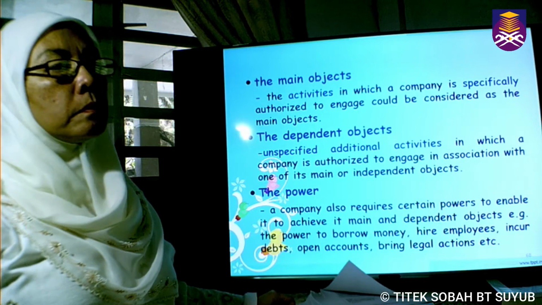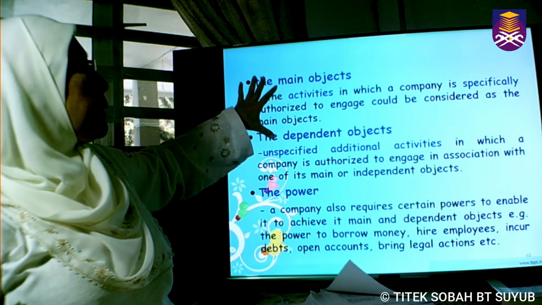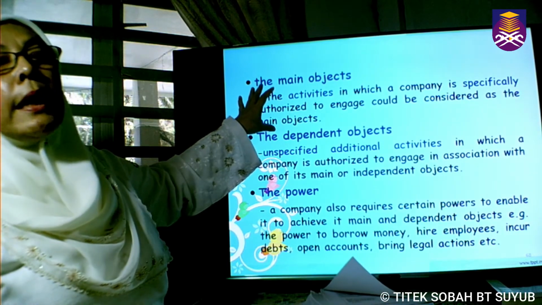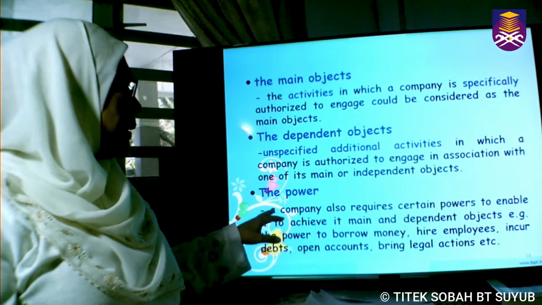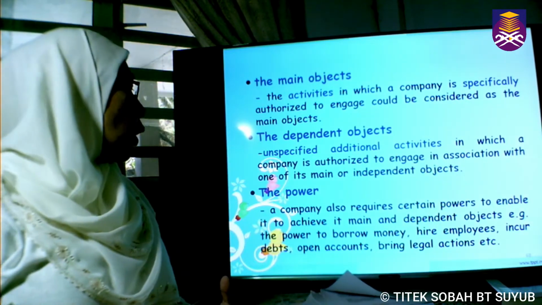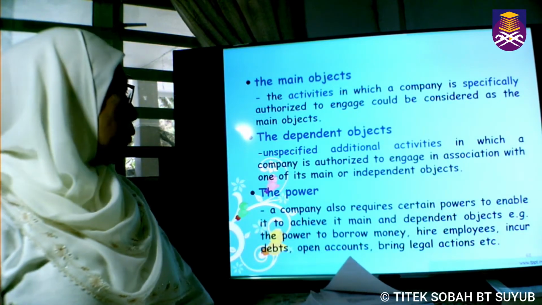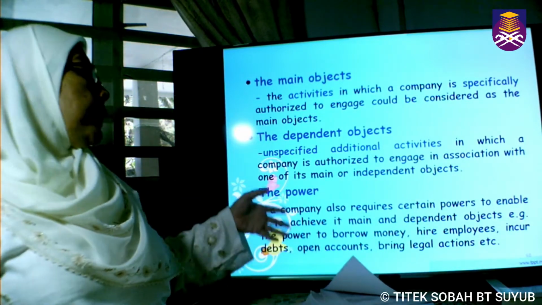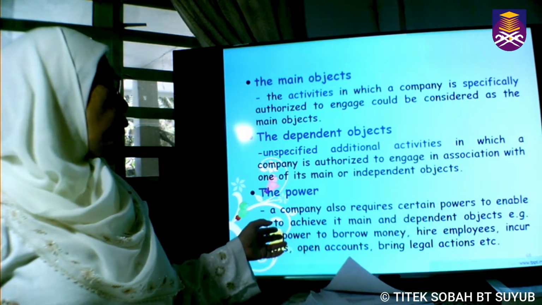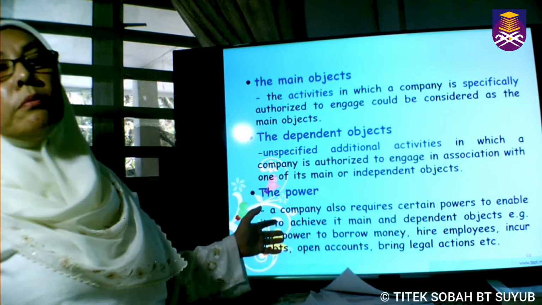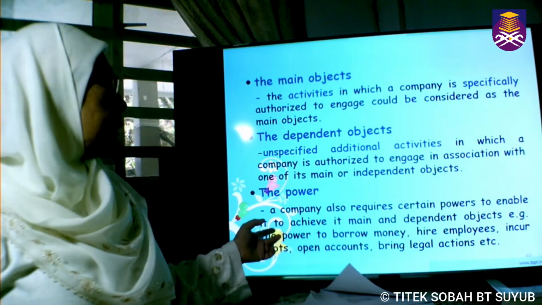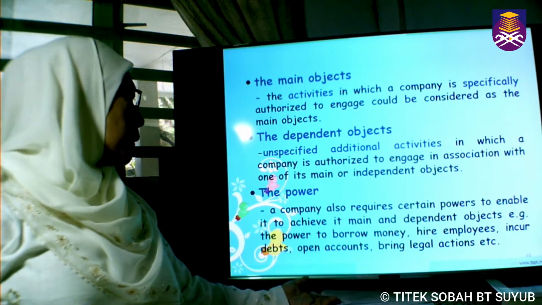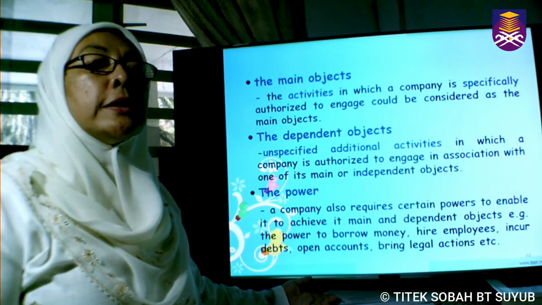Then the power. So this object, the main object and the dependent object, this is the rights given to the company. Okay, hak-hak yang dia ada. Whereas the power ni, the kuasa dia, the power of the company. So a company also requires certain powers to enable it to achieve main and dependent objects. You ada hak tapi tak ada kuasa, tak guna kan? So that's why you have the rights, and of course you need to have the power to achieve the main and dependent object. Example, power to borrow money, to hire employees, incur debt, open accounts, bring legal action, etc.